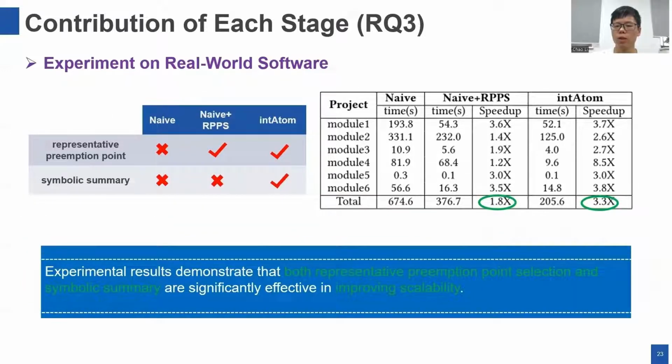To further evaluate the effectiveness of the proposed representative preemption point selection method and symbolic summary, we implemented 2 extra variants of InterAtom. As shown in the table, both methods significantly improve scalability.